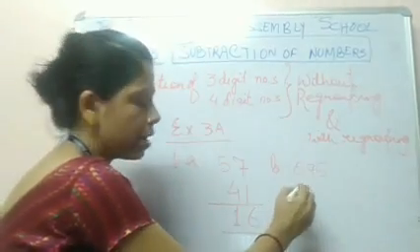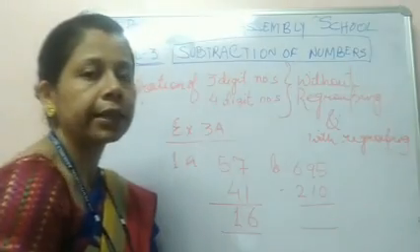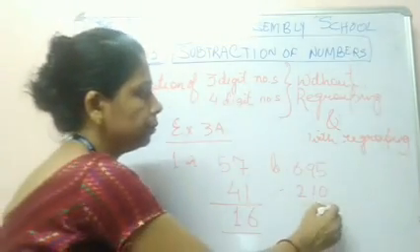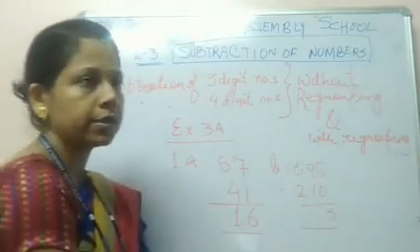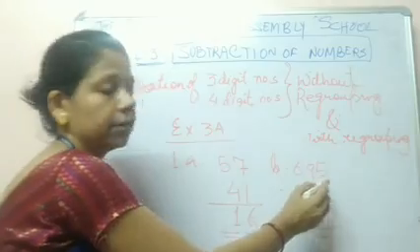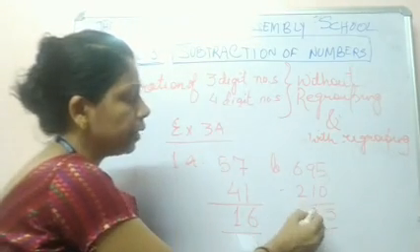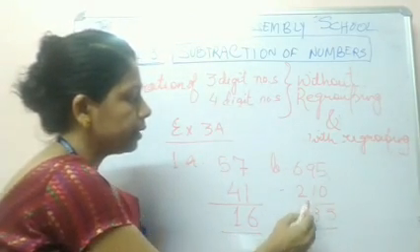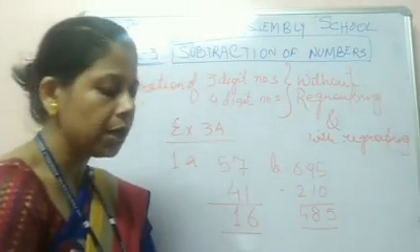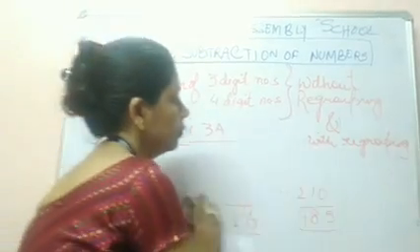695 minus 210. Please write these answers in your book. Okay. So 5 minus 0 is 0. Sorry, 5 minus 0 is 5. The subtraction facts that we have done. Okay. 9 minus 1, 8. 6 minus 2, 4. So this was also again without regrouping. Now come to C. Question C.